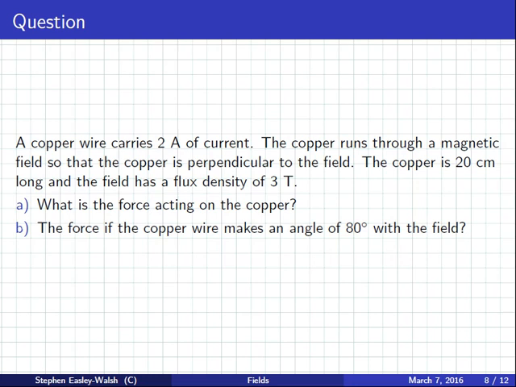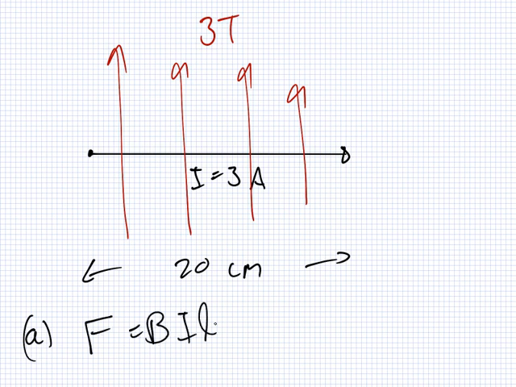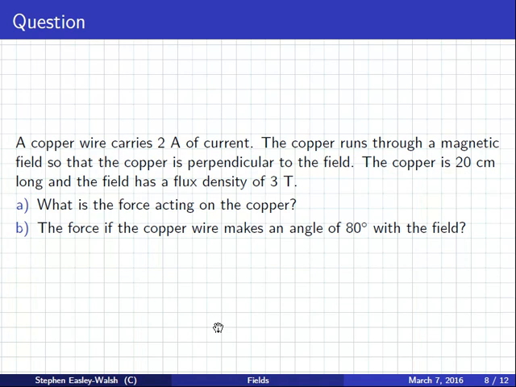BIL. Give me all the letters. So the force equals BIL. Okay, I just want you to calculate that for me. There's the information again.